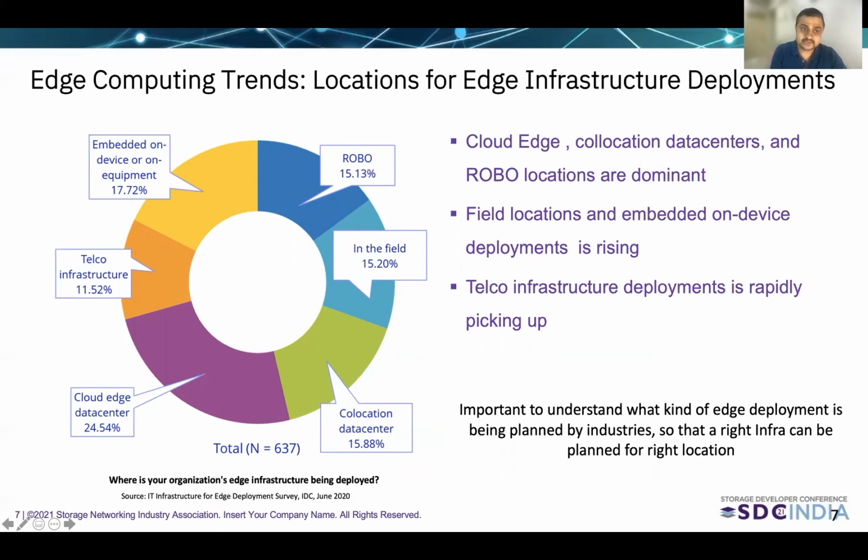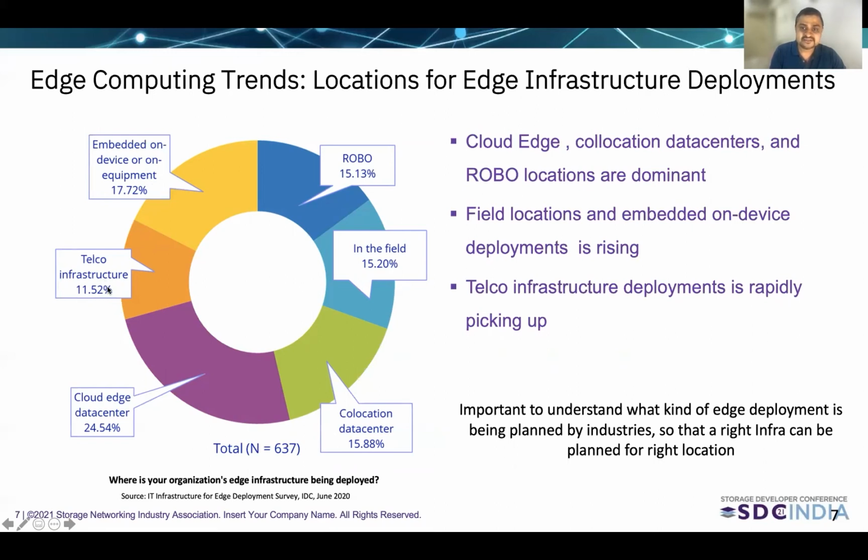Surely there is deployment embedded on device or on equipment, like in the ADAS use case where you have autonomous cars, etc., where you have to embed these devices, about 17 to 18%. And in the field, which means in a manufacturing hub where you have to have your equipment on the floor, about 15%. And then we have telcos, which are increasing at 11%.